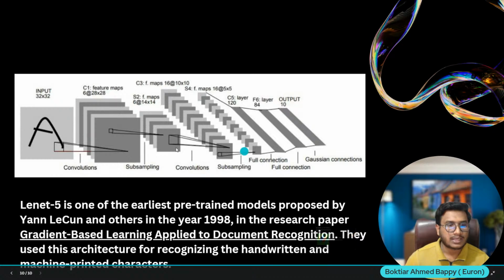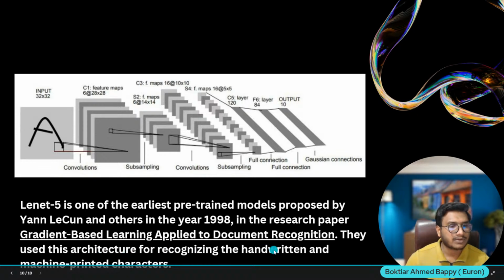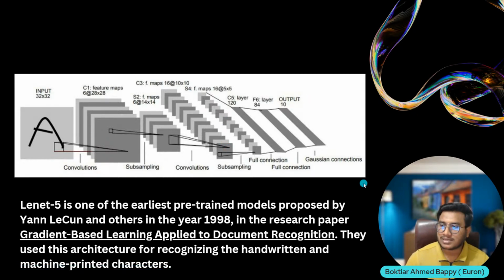That means they introduced this particular architecture to recognize documents, that means handwritten digits. They used the architecture for recognizing handwritten and machine-printed characters. From this architecture came all the architectures you can see nowadays, like VGG16, ResNet, AlexNet, but this was the core architecture, and this was the first mechanism of the CNN, taken from the human brain itself.